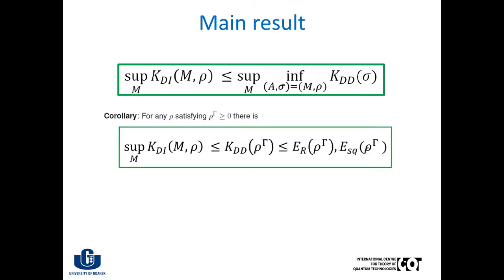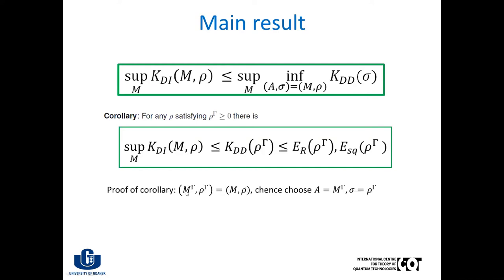And the corollary that we can derive from that is that for any rho satisfying rho partial transpose greater than zero, the supremum over measurements of the device independent key of M rho is not greater than the device dependent key of rho partially transposed. And in turn, this is upper bounded by the relative entropy of entanglement and the squashed entanglement of rho partially transposed. So we can use these measures to upper bound the device independent key by switching from rho to rho partially transposed.